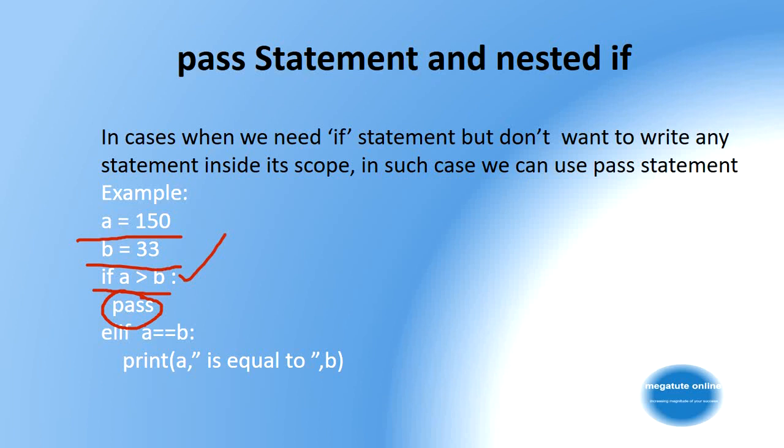It's only going to execute this statement if this condition happens to be false. So for this condition being true, pass will be executed, and pass means nothing. I'll just pass up, go to the next statement. Okay. So this is the way we use the pass statement.